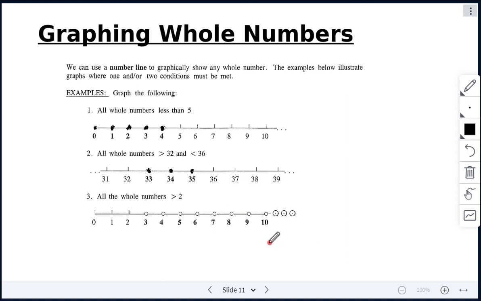So our last example, all the whole numbers that are greater than 2. So remember, the 2 is not included. It's all the numbers greater than 2. And then see these 3 dots at the end? It just means that those numbers will continue on forever. They'll continue on forever to infinity. So all the numbers greater than 2 here, just make sure when you're doing this on your number line that you are filling all of those in.